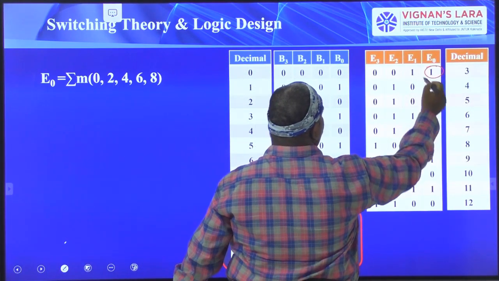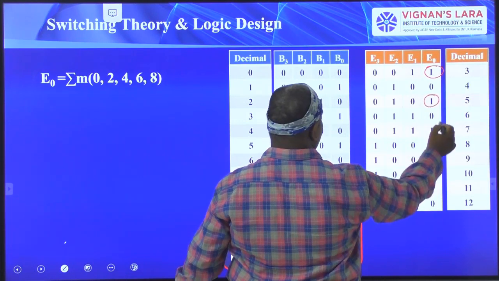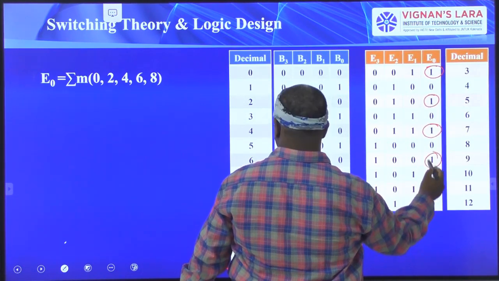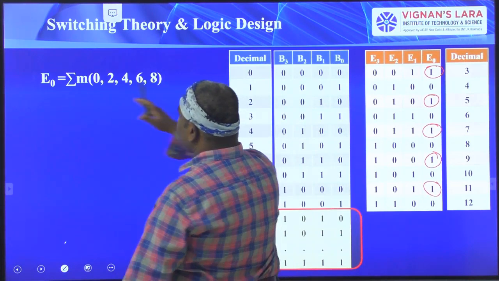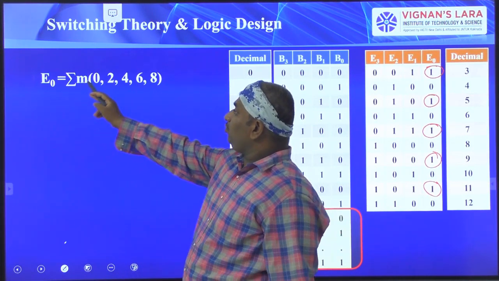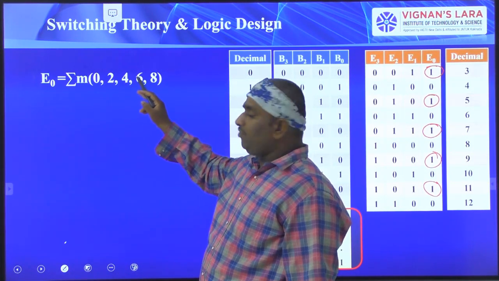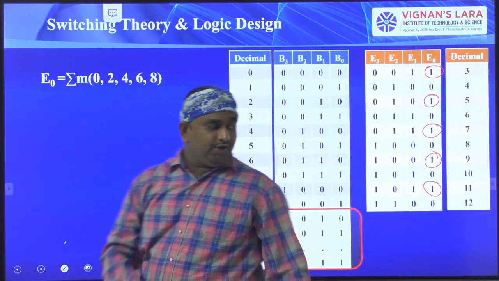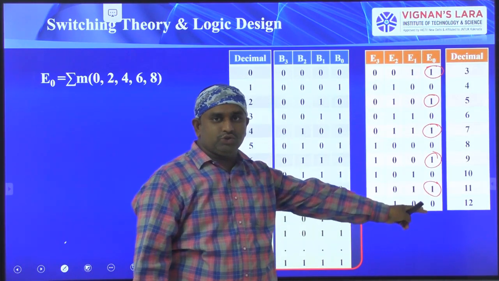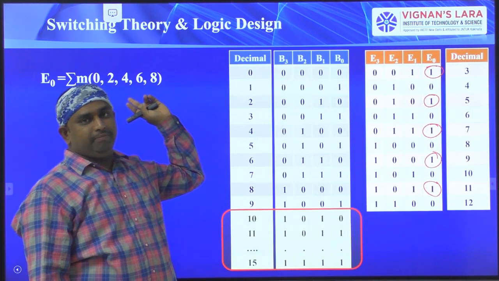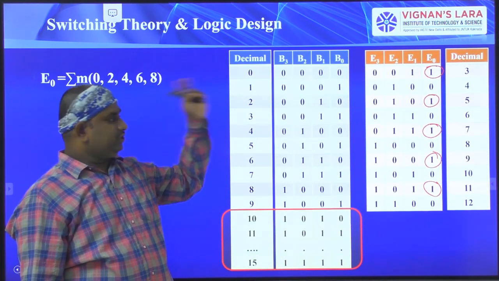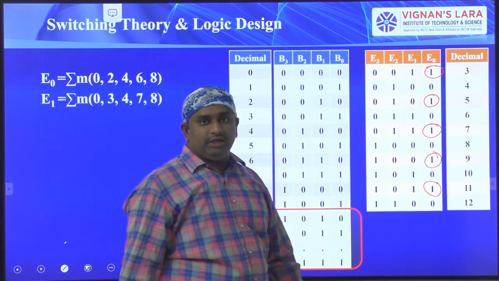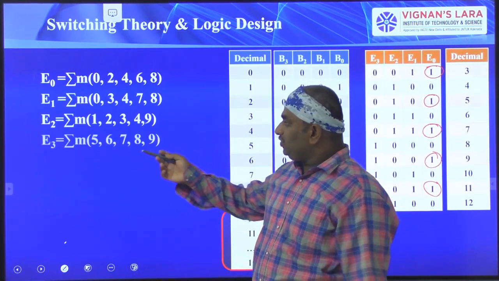Here, this is the 0 and 2 and 4 and 6 and 8. So these are the functions we have written here. E0 is equal to sigma small m of 0, 2, 4, 6, 8. Whenever the E0 value goes to 1, only then I have written the minterms as the input combinations. Like that we have to write down E1 also, E2 also, E3 also.